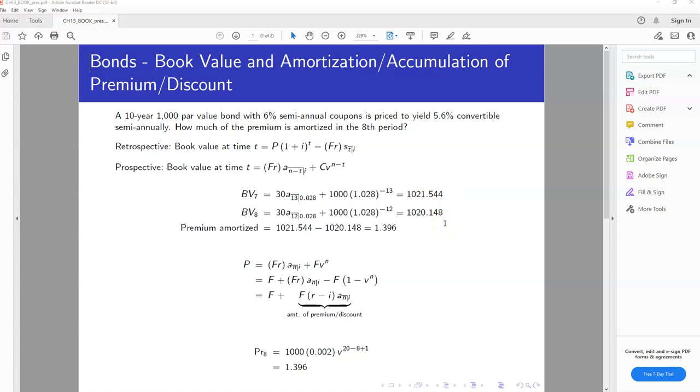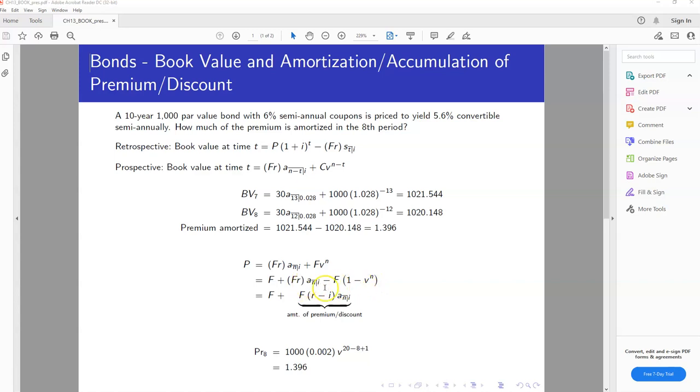Another way to get at the amount of premium that's been amortized in a period is from a formula that looks a lot like what we did for loans. So here again is our pricing formula for loans. Here we can just add and subtract an F, if you will, from the expression. We haven't changed anything, but when I add or subtract the F, I want to factor it out of the second term.